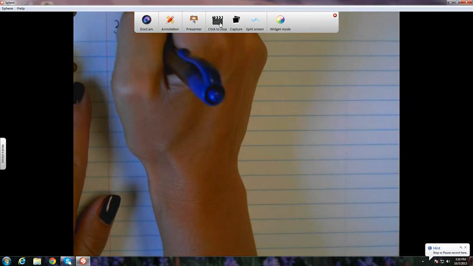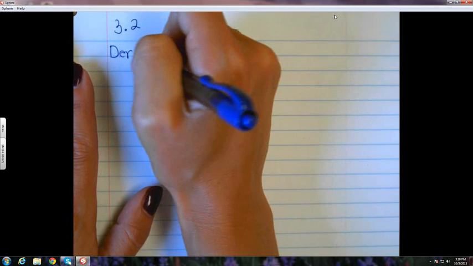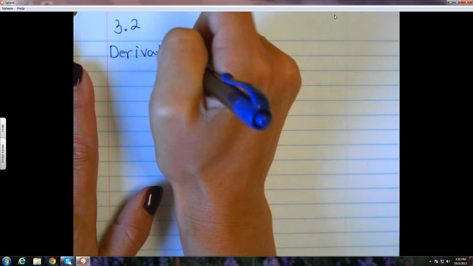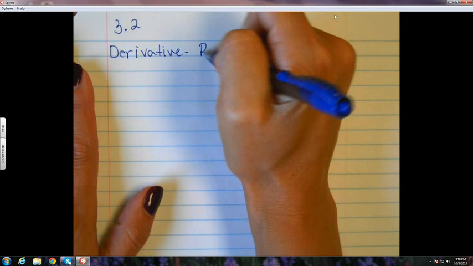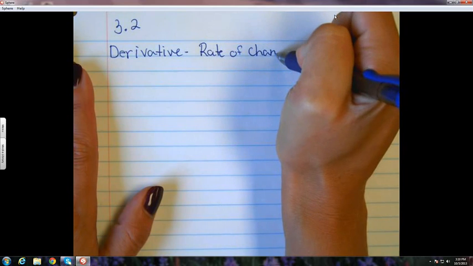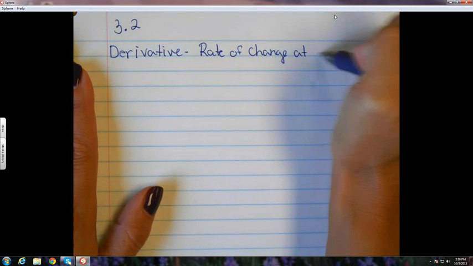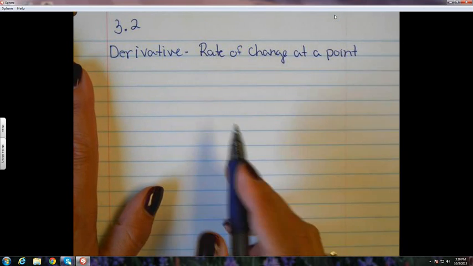Okay, starting chapter 3. This first section, this whole chapter actually, is about derivatives. So let's take ourselves back to chapter 1 and remember what we learned that a derivative was. Derivative. And if you remember, that was our rate of change at a point.